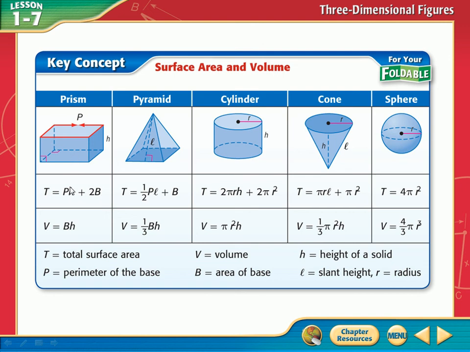So it's the perimeter of the base times the height, and then you add the area of the base, you double it, you add them together, and that's the total surface area. Okay? Make sure you know how to do that.